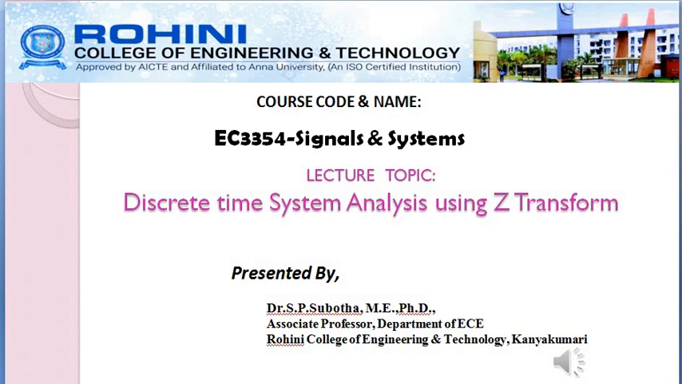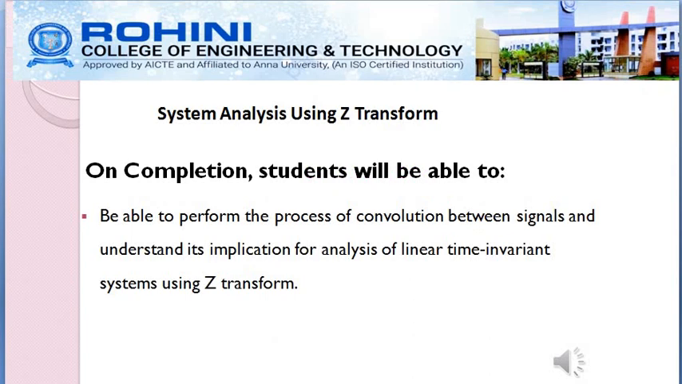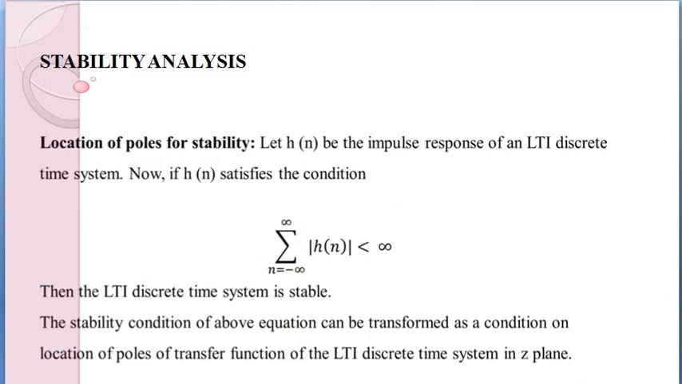Dear students, now we are going to see the course Signals and Systems. Under that, the topic is Discrete Time System Analysis using Z transform. On the completion of this discrete time Z transformation, the students will be able to perform the process of convolution between signals and understand its implication for analysis of linear time invariant systems using Z transform. Stability analysis, location of poles for stability.